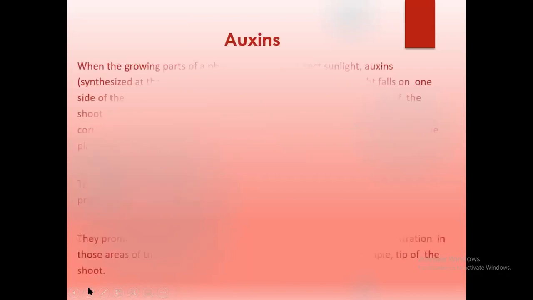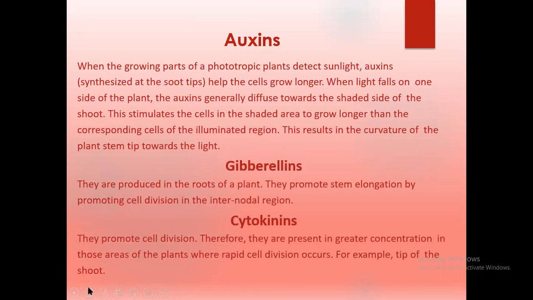What is auxin? When the growing part of the phototropic plant detects sunlight, auxin is synthesized at the shoot tip. This helps the cell to grow longer. When light falls on one side of the plant, the auxin generally diffuses towards the shade side of the shoot. This stimulates the cells in the shade area to grow longer than the corresponding cells in the illuminated region. This results in the curvature of the plant stem tipped towards the light.